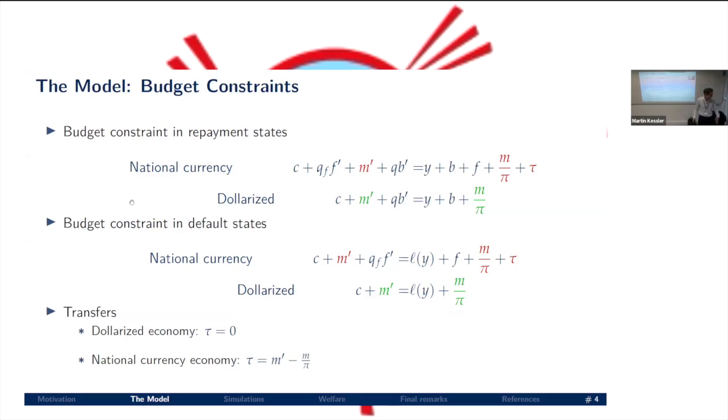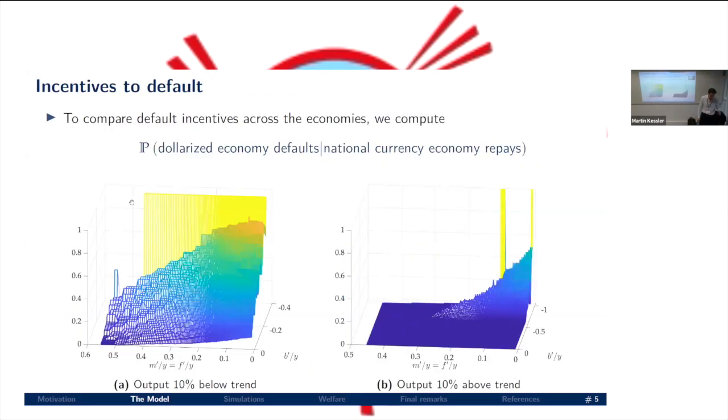These are the budget constraints, and then we have a model with a representative agent who will maximize utility. And default is endogenous. So the economy chooses whether to default or not, given its states, which are output, debt, reserves, money. And the price of debt, Q, again, is endogenous and it's capturing these default probabilities. So what are the results of the model?